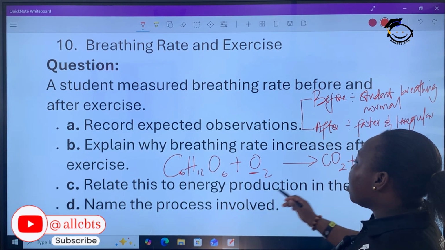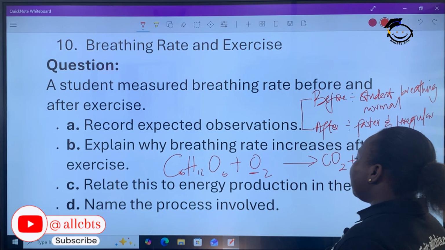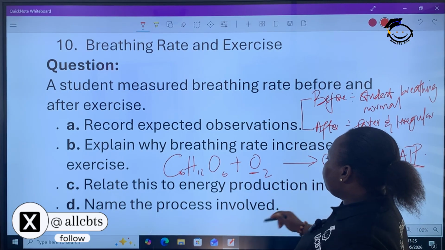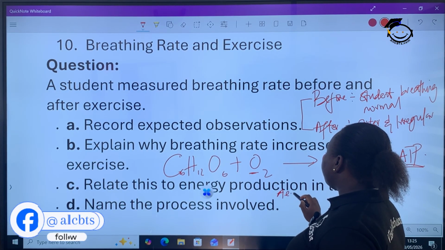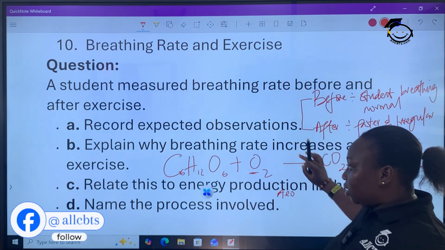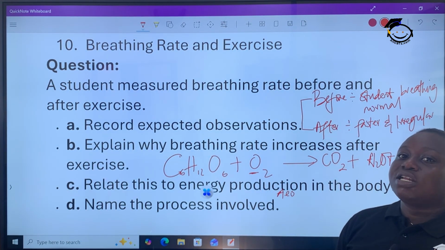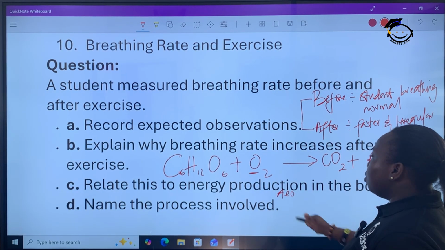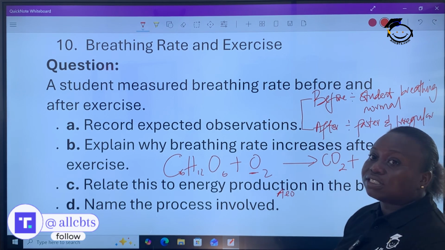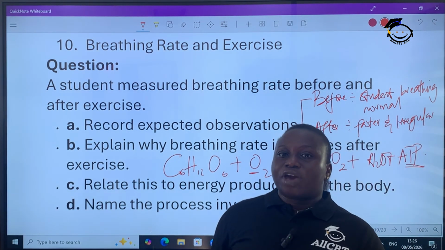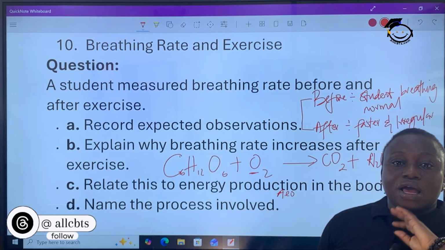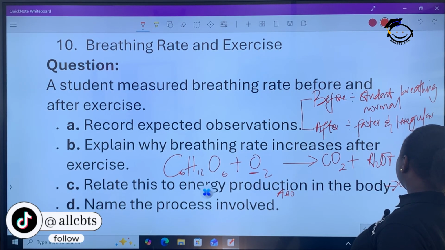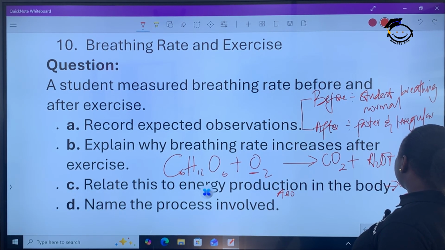Now, relate this to energy production in the blood. We know that in the blood, especially when we are talking about aerobic respiration, this particular thing that I'm talking about, breathing rate, is leading us to respiration. And I've said in every respiration in the body, O2 is also needed. Why? Because sometimes when you have done exercise without oxygen, something happens. And that thing is called oxygen debt.